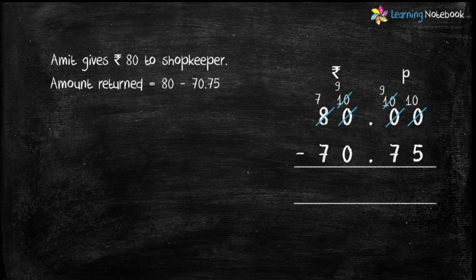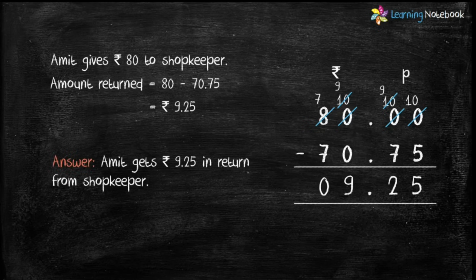Now students, we can subtract 5 from 10. So 10 minus 5 equals 5. Next, 9 minus 7 equals 2. Now before subtracting the rupees column, put a dot in the answer. 9 minus 0 equals 9 and 7 minus 7 equals 0. Therefore, Amit gets 9.25 rupees in return from the shopkeeper.